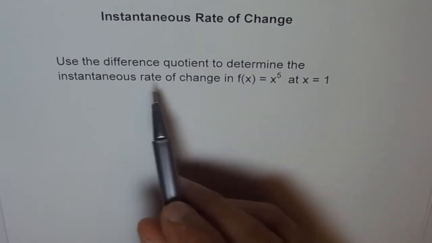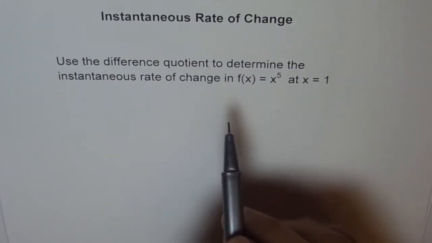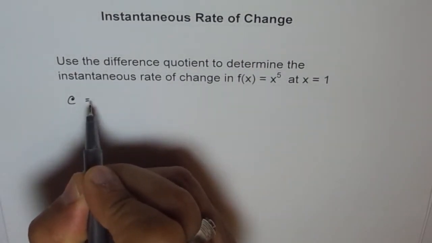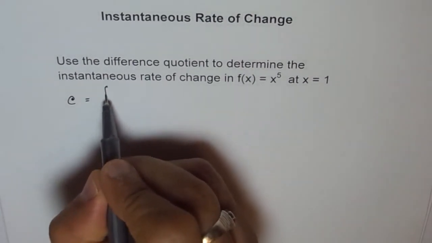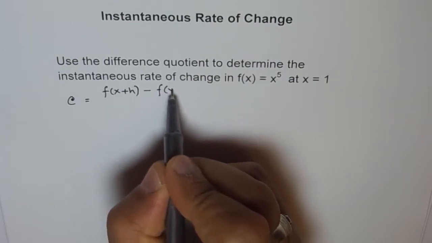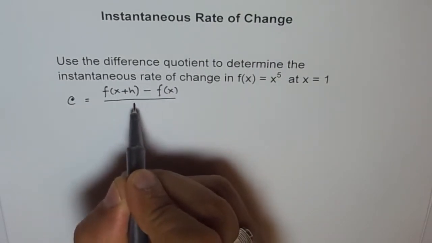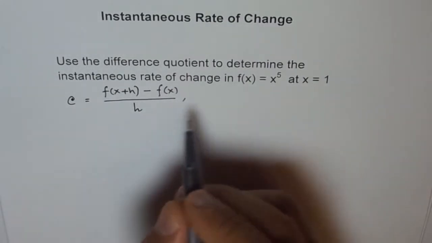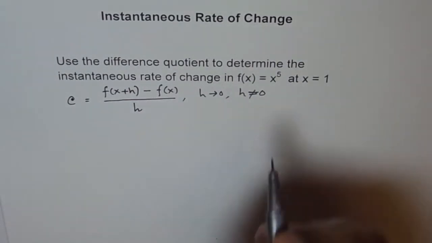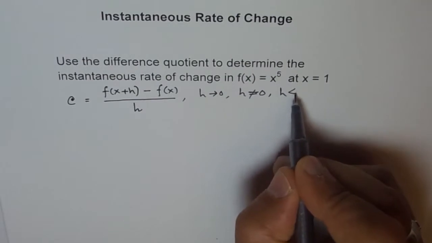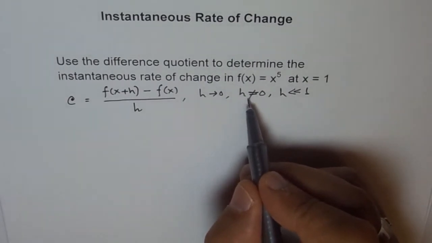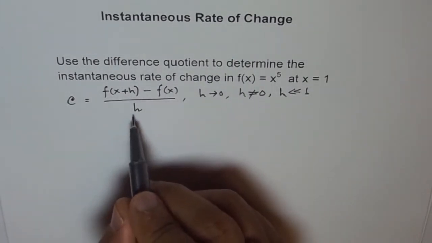Now, there are a couple of things to learn here. First, let's start with the difference quotient. I hope you remember what the difference quotient is. So we say instantaneous rate of change, let me write this as, by definition, f of x plus h minus f of x over h, where h is approaching 0, right? But h is not equal to 0. We say for all practical calculations, h is very, very small compared to 1. So these are different ways of writing, and that is called a restriction because you cannot really divide by 0.